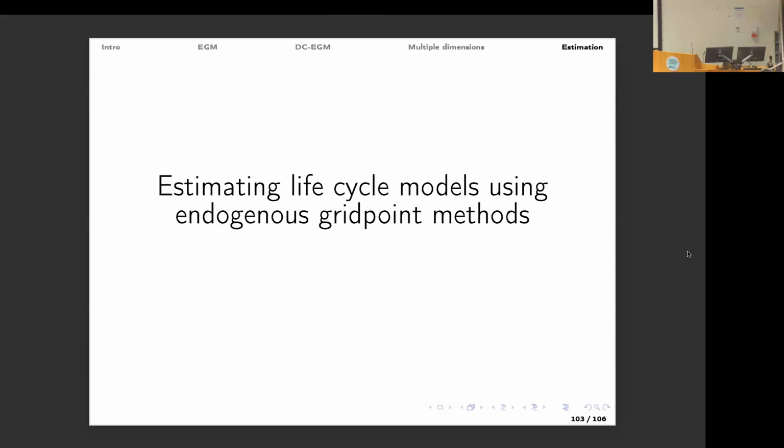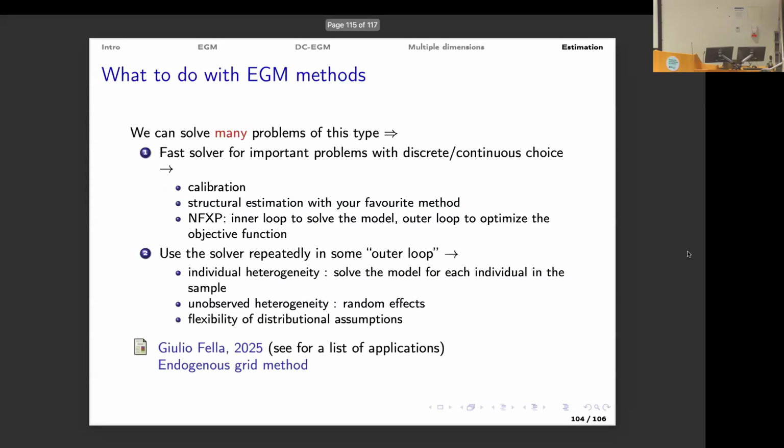I'm out of time, but I have 3 slides left. What do you do? So where are we? I told you about this fast and accurate method to solve particular problems. It may be that your problem fits into this, or has a feature that this might be useful for. But I didn't say anything about data or estimation. If you know how to quickly solve a problem, then you can do a lot of things. You can calibrate your model.